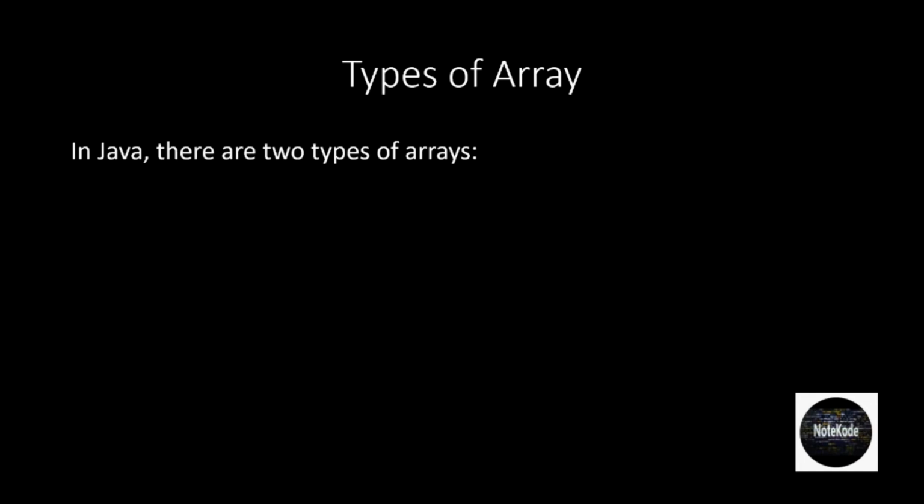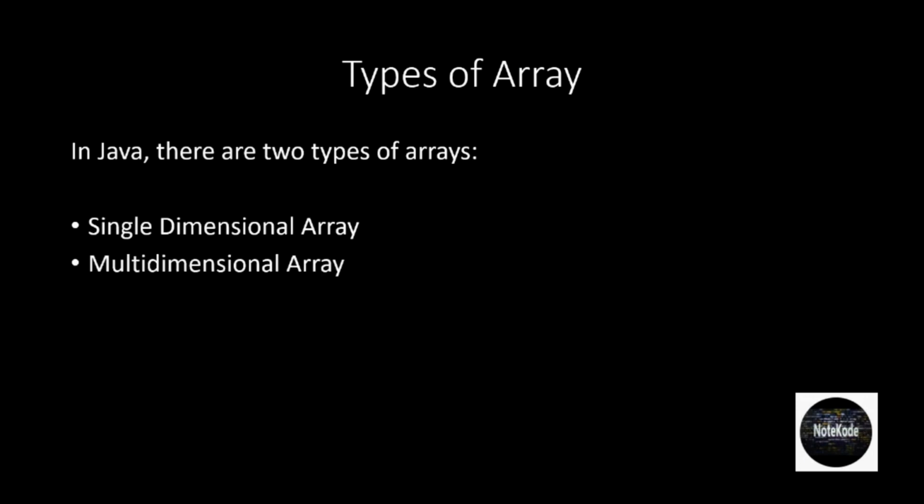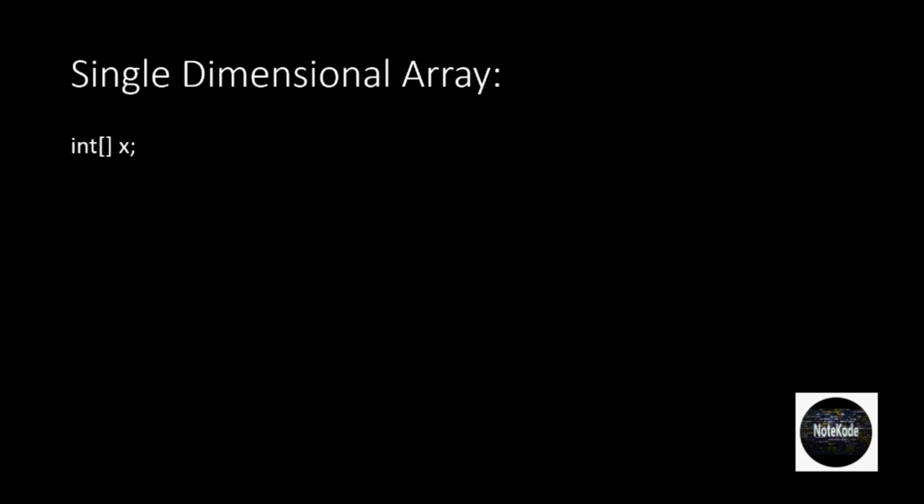Let's discuss the types of array. In Java, there are two types of arrays: single dimensional array and multi-dimensional array. What is single dimensional array? The array that is traversing in a single dimension is known as single dimensional array. Int array of x. This is the syntax to declare single dimensional array. Here we use only one square bracket, which means single dimension.